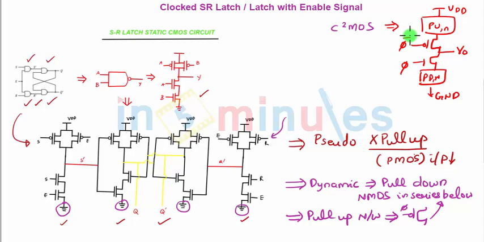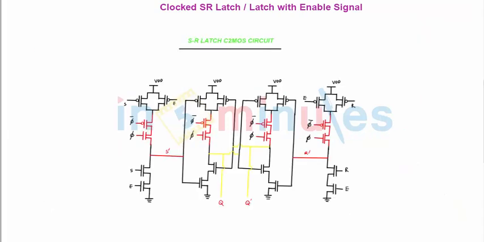So let's quickly draw a C2MOS style where the pull up will remain the same, the pull down will remain the same, and between pull up and pull down we'll have an additional PMOS and an additional NMOS transistor. Let's quickly do that. If you see, this is the pull up of my static style, this is the pull down of my static style, and in between I've added a PMOS and an NMOS at all places, and this is nothing but SR latch in C2MOS style.